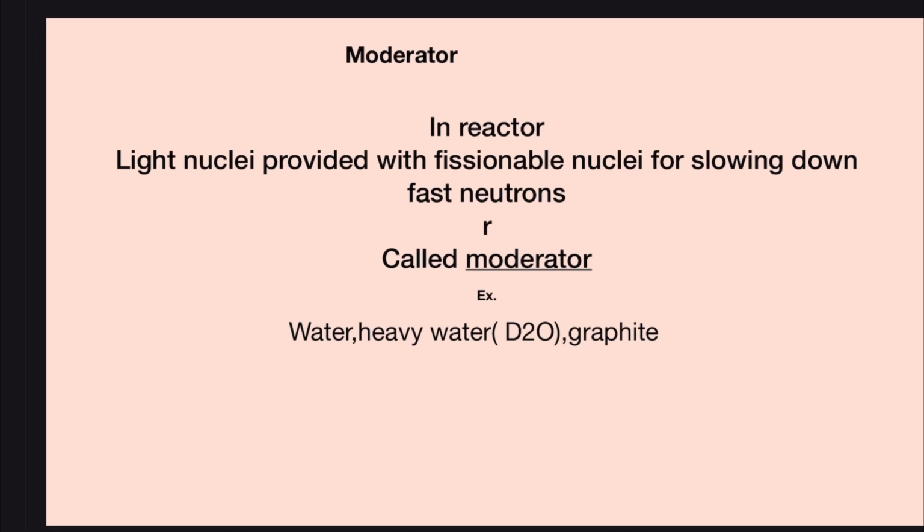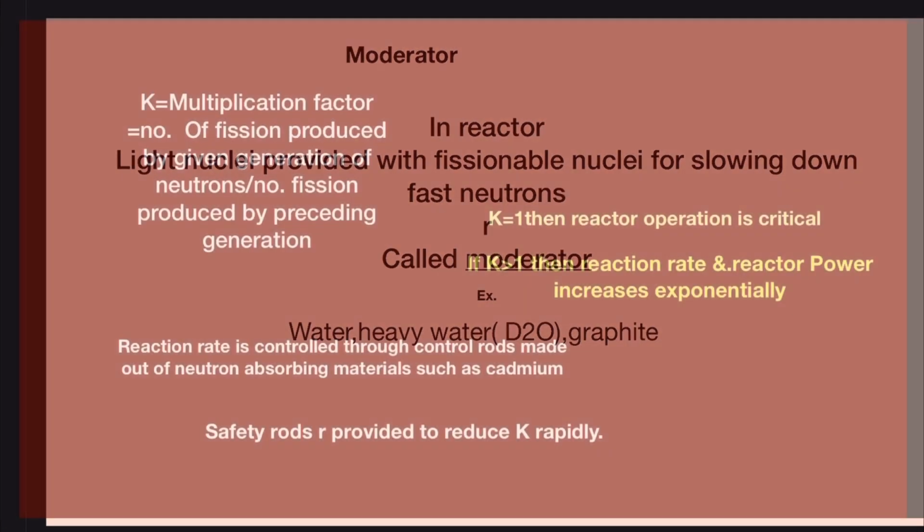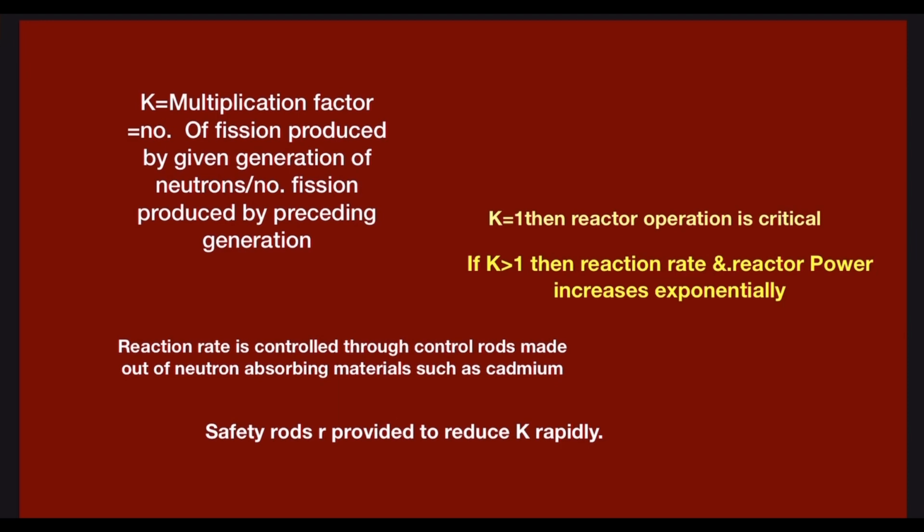Now remember the role of the coolant, reflector, control rods, and water condenser. First of all, the moderator. What is a moderator? In a reactor, light nuclei provided with fissionable nuclei for slowing down fast neutrons are called moderators. Examples are water, heavy water, and graphite. K is the multiplication factor, and it is the ratio of the number of fissions produced by a given generation of neutrons to the number of fissions produced by the preceding generation.